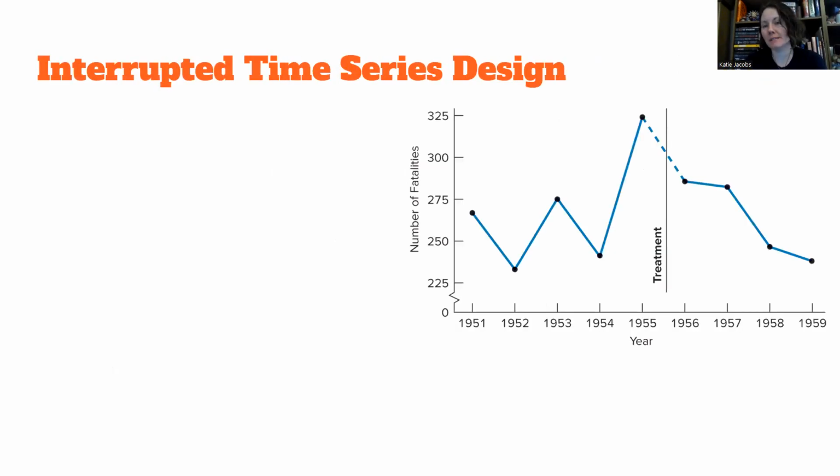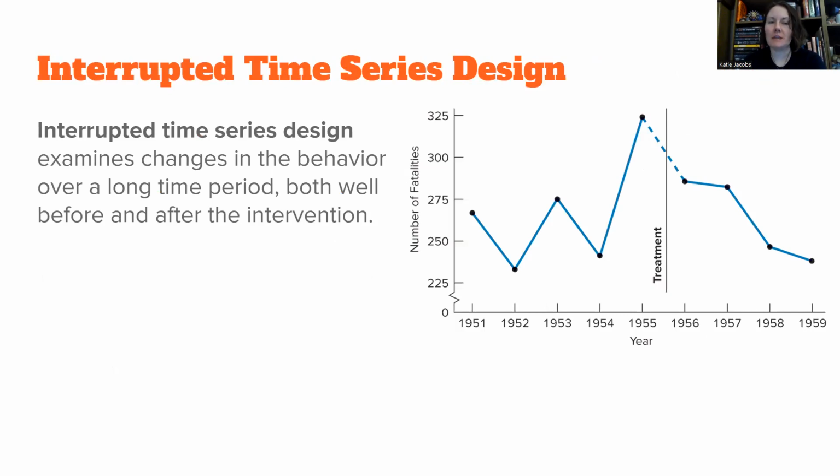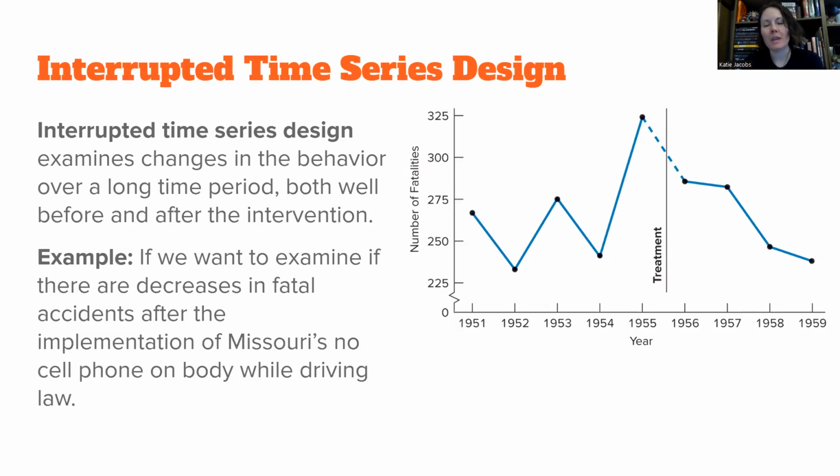So we also have an interrupted time series design. And this examines changes in behavior over a long time period, both well before and after the intervention. Okay, so for example, if we want to examine if there were significant decreases in fatal accidents after the implementation of Missouri's no cell phone on the body while driving law, we could go through and examine for 10 years prior to this change that happened in August, what the fatalities were from car accidents in Missouri. And actually MoDOT does collect that information every year. And then after, we would collect data for fatalities in Missouri for the next 10 years after, or however long after, and compare to see if there's a significant difference.